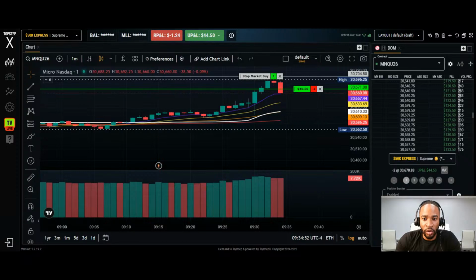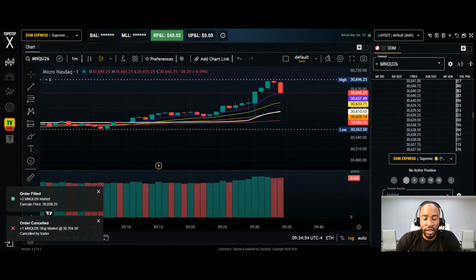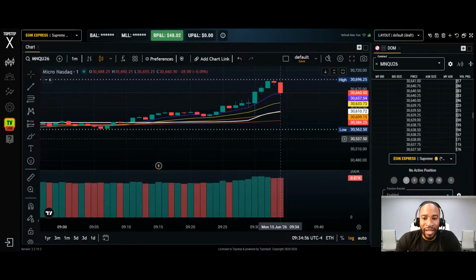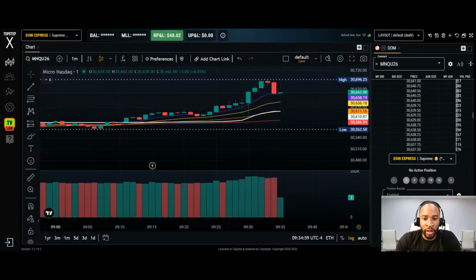Let's go. Come on, keep going. All right, let me take some profits. Order filled. I just secured some profits. We're trading near the 9 EMA on the 1 minute time frame right now, family. Keep a close eye on the chart.